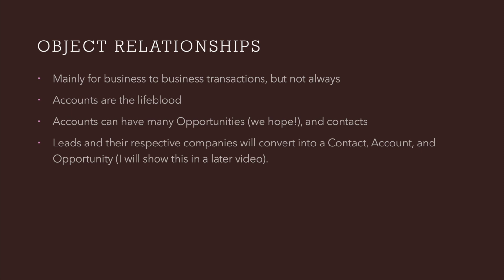Okay, so we'll talk about object relationships. How do these accounts and leads and things interact with one another? I'll show you this in the demo, but basically the account is the company. Contacts generally will buy or work for that company. Opportunities represent a potential transaction for an account. So an account can have multiple opportunities. We hope, right? We want them to have lots of opportunities.